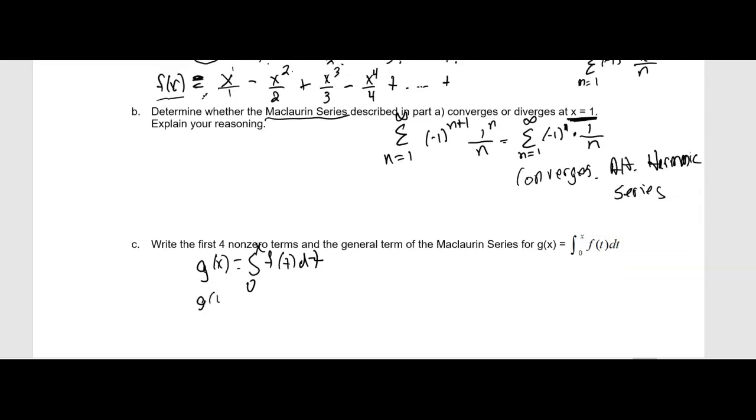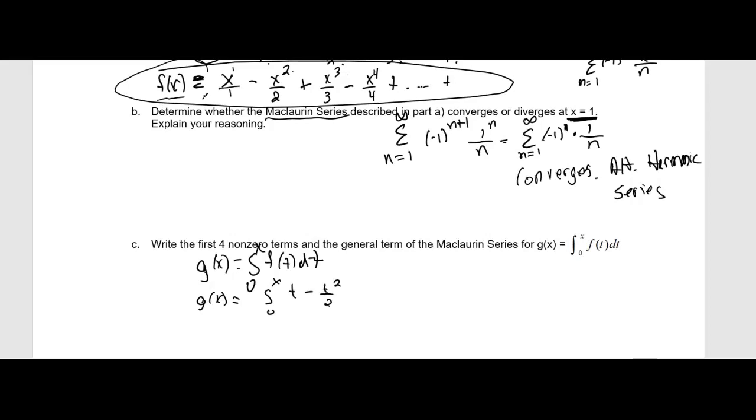So we'll do g of x equals, and we're going to go 0 to x. We now take that function up above and write it as a function of t. So we'd have t minus t squared over 2 plus t cubed over 3 minus t to the 4th over 4 dt. And then now we just execute that.